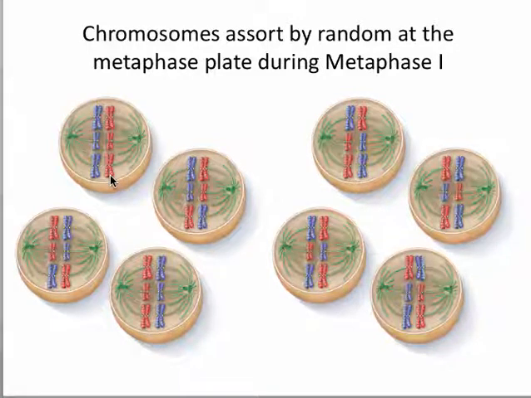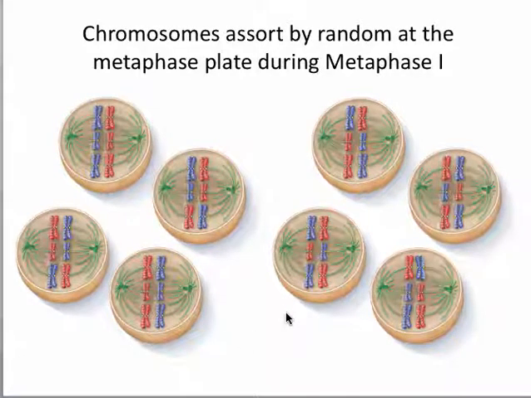other parent, for example. And they can assort like this, with all the paternal ones on one side and all the maternal ones on the other side. This is one of the possibilities. But they can also assort in all sorts of combinations. So here 2 will be from the father and 1 will be from the mom facing this direction, or the opposite way, or any possible combination.